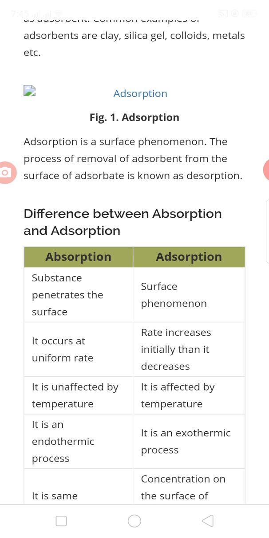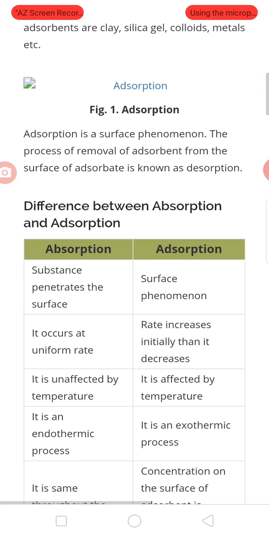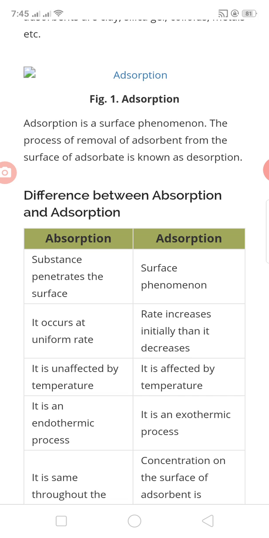Number 2, absorption occurs at a uniform rate. Number 2, adsorption rate increases initially, then it decreases. Absorption number 3, it is unaffected by temperature. Number 3, adsorption is affected by temperature. When we increase the temperature, desorption, that is, removal of the adsorbed substance, takes place.